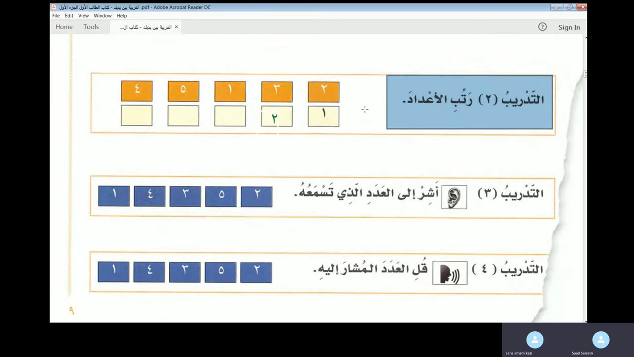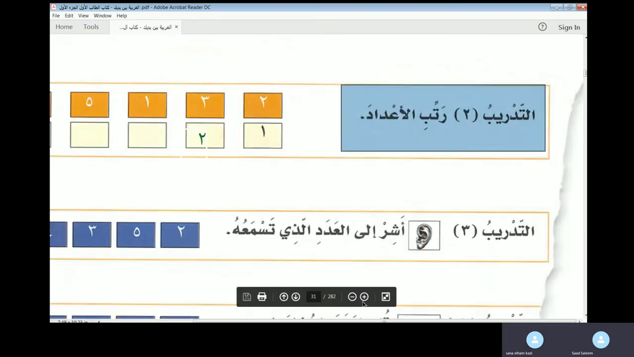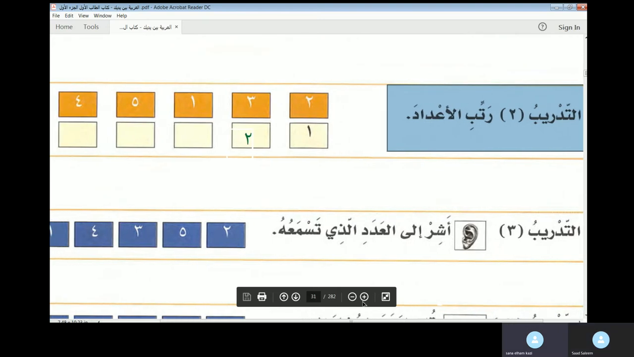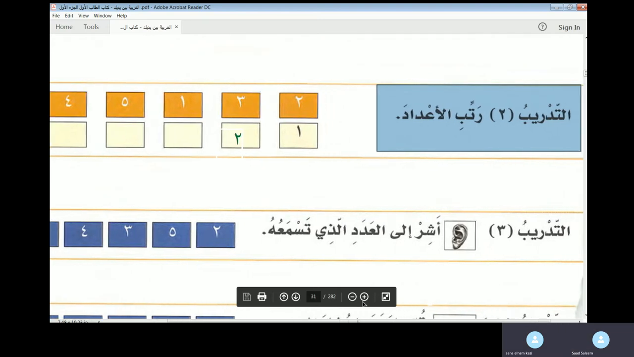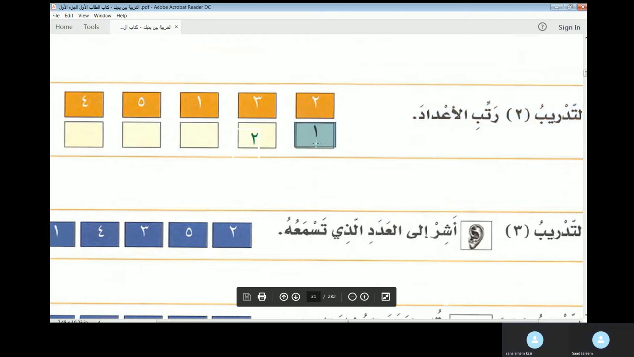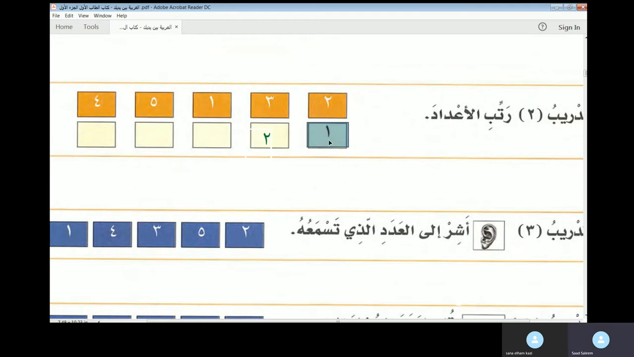At-tadrib ath-thani, the second exercise. Rattib al-a'dad, arrange the numbers. Sort the numbers. Wahid, what is one? Okay, wahid, ithnan, thalatha, arba'a, khamsa.